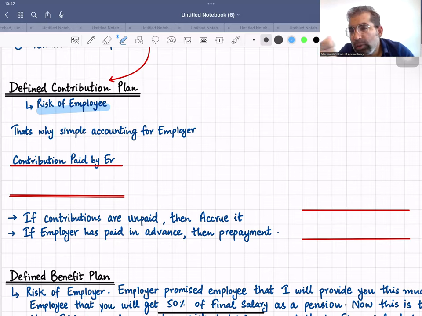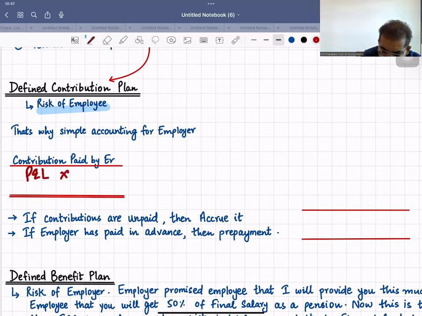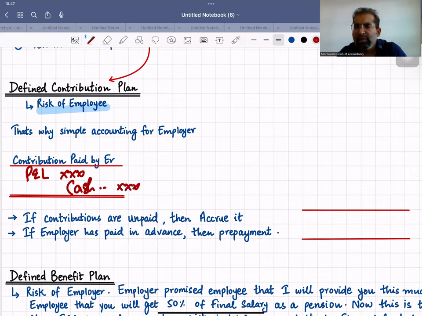Whatever contributions the employer makes to the employee's account, the employer will simply book as an expense. So the employer will make the entry: debit P&L, credit cash. That's it. Every year, whenever the employer pays, the employer makes this simple entry, debit P&L and credit cash. Expense debit, cash credit.